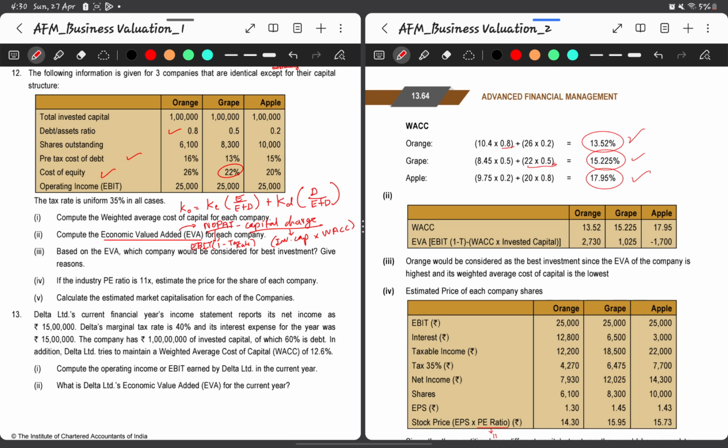cost of capital. So when we know the overall cost of capital in case of Orange, let's say it is 13.52 multiplied by 1 lakh, that will give us 13,520. So that is the cost the company is incurring, and how much value it's creating. It's creating around 25,000 minus 35%, which comes to 16,250. I'll just write it here.